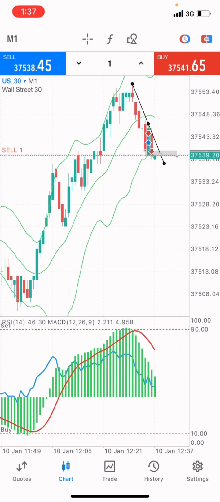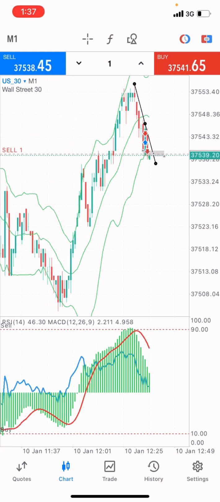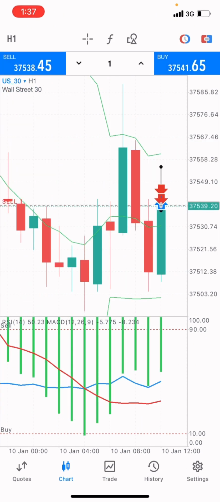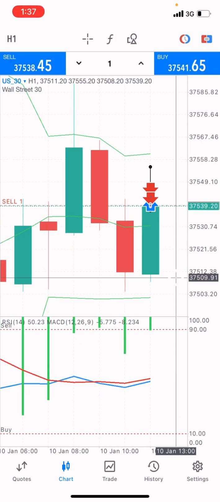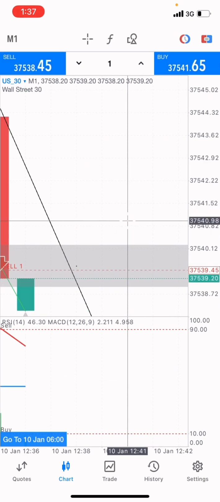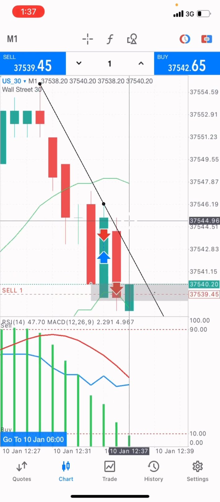So let's see if the market is a sell, guys, because I checked the 1 hour time frame and the market has bought for a particular period of time, so the market is going to sell, right? It's going to sell. So let's zoom.